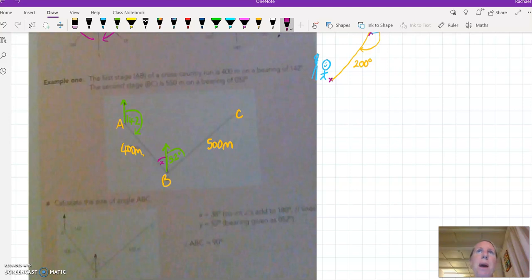So the lovely thing about bearings and the fact that we always go from each point, we do our bearing from north, is that we end up with parallel lines, eh? So for all our different points all over the map, we end up with a whole bunch of parallel lines. So that's what we can use, is some of those parallel line angle properties. And of course, we've got heaps of them up our sleeves.